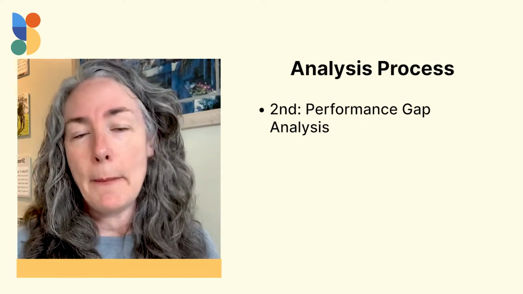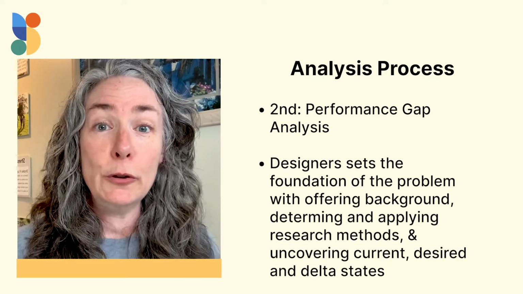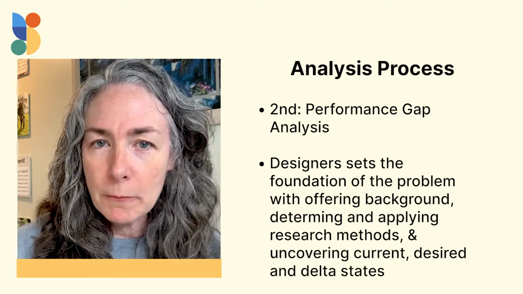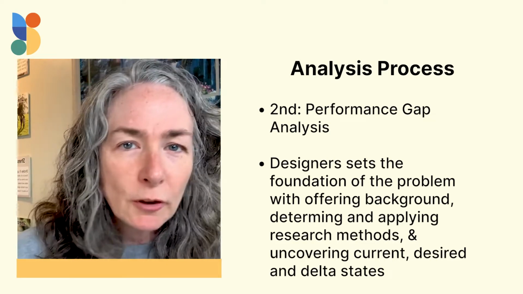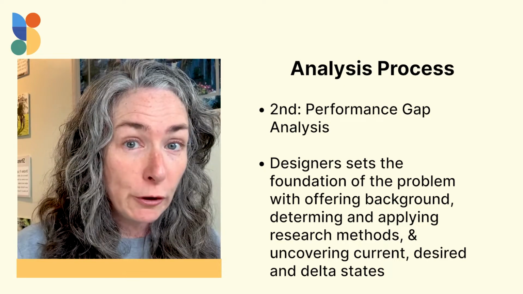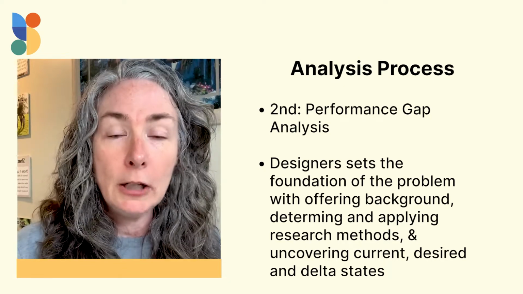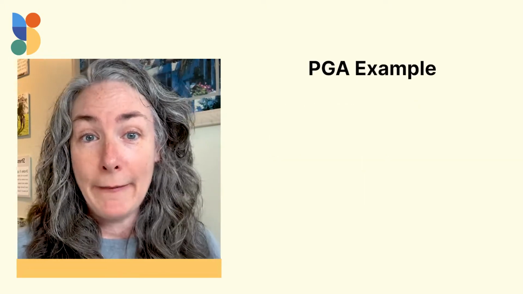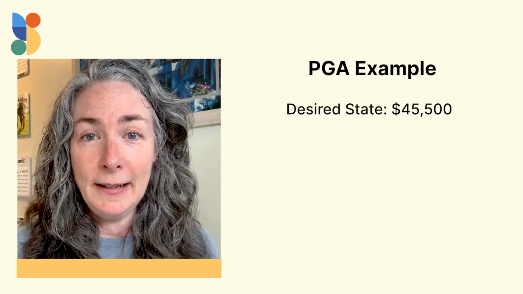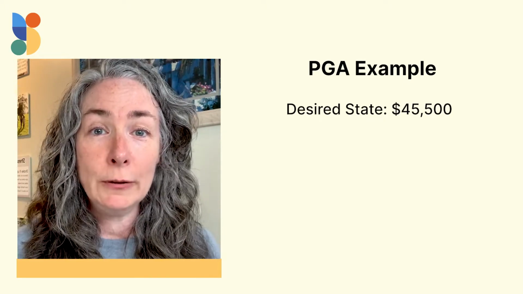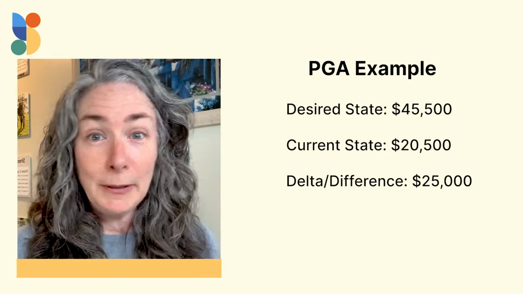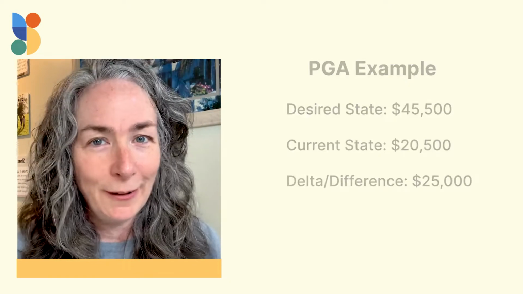The second step in the analysis process is the performance gap analysis. In a performance gap analysis, the designer sets out to set the foundation of the problem by offering a background on the problem, determining and applying research methods to uncover the problem further, specifically to address current state, desired state, and the delta difference state. Here's an example of a performance gap analysis. The desired state is $45,500. The current state is $20,500. The delta difference between this is $25,000.